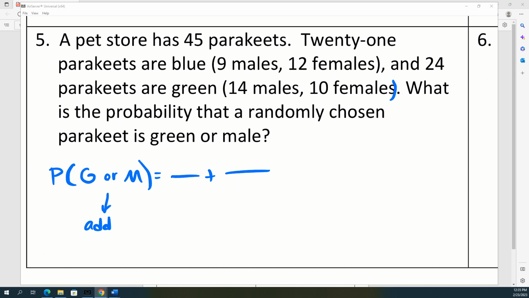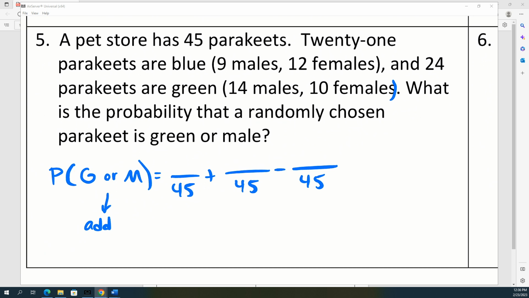Okay, can you get a parakeet that is green and male? Yes. So if the answer to that question is yes, you're also going to subtract. What's going to be on all the bottom? 45. Since there are 45 parakeets in this store. It's probably super loud, all those birds chirping.